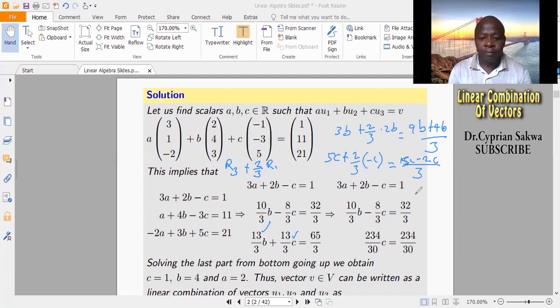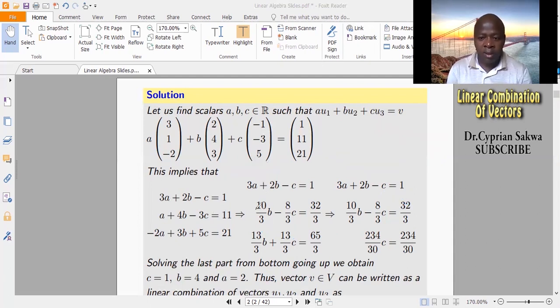Then finally, 21 plus 2/3 of 1, and I would have 65 over 3. So I've achieved what I wanted. What I wanted was to have a 0 in this position and another 0 in this position. Now, my row 1 remains the way it is throughout, because I already said that I do not want to divide by 3 to have 1 here. I just want to leave it the way it is. So you can see what I now have.